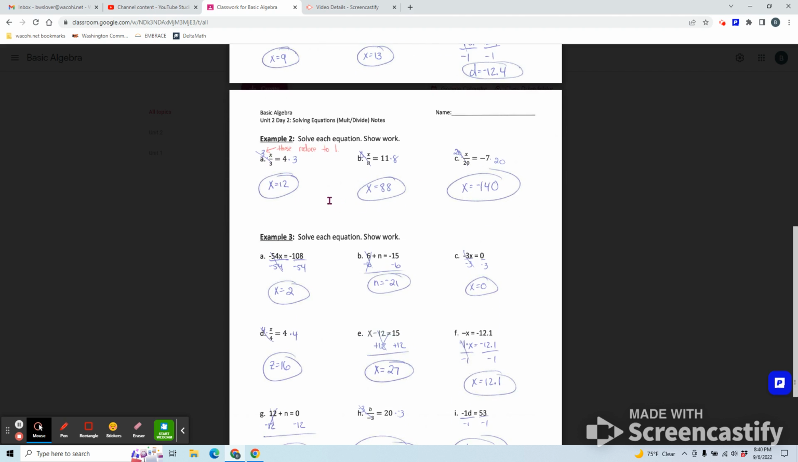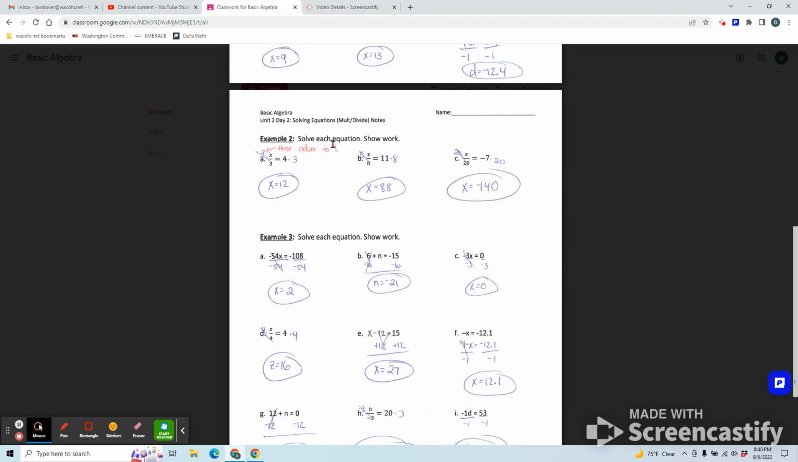Example 2. So it says solve each equation, show your work. So this is saying x divided by 3 equals 4. Well, I want x by itself, and that's what's in the numerator. I have to get rid of the denominator, which is 3. So I'm going to choose to multiply both sides of the equal sign by that denominator. So 3, I'm going to multiply on this side, and 3, I'm going to multiply on this side.